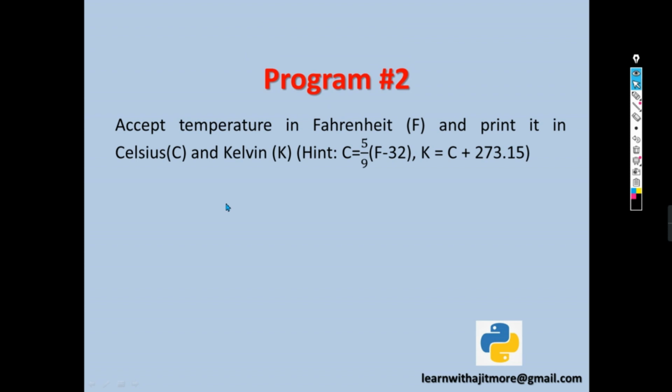The next program is, you have to accept temperature in Fahrenheit and print it in Celsius and Kelvin. Very simple basic program, use of variables, use of operators. See here. Now the calculation formula is given. We have to accept in Fahrenheit temperature and we have to display the temperature in Celsius and Kelvin. Formula for Celsius is 5 by 9 F minus 32. And for Kelvin it is Celsius plus 273.15.